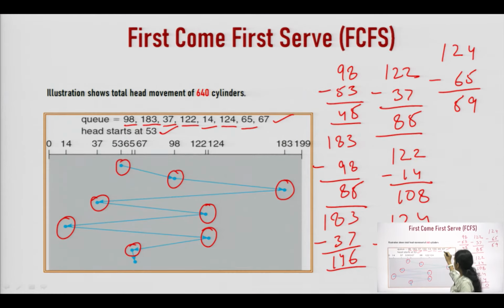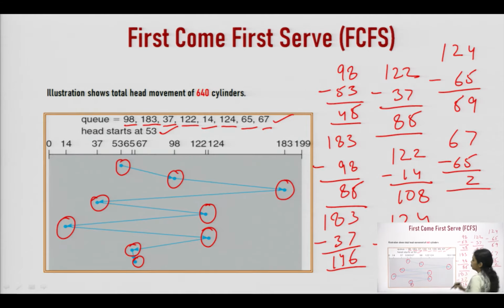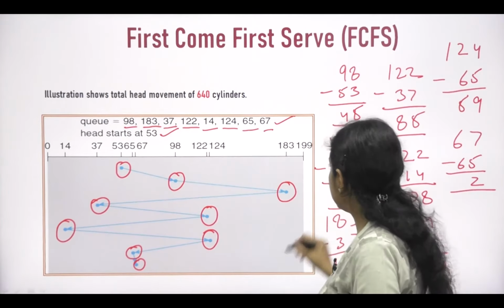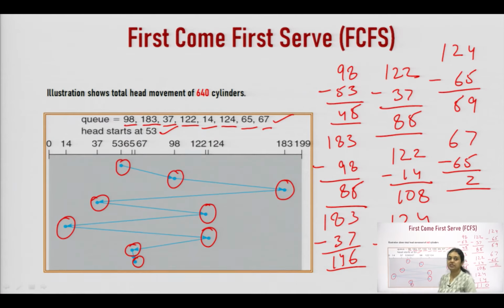Then finally, the last request is 67. So, from 65 it moves to 67. What is the head movement now? 67 minus 65, that is 2. So, these are the head movements that we have calculated.